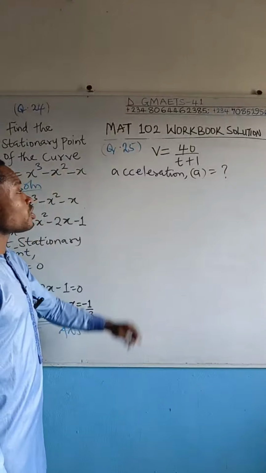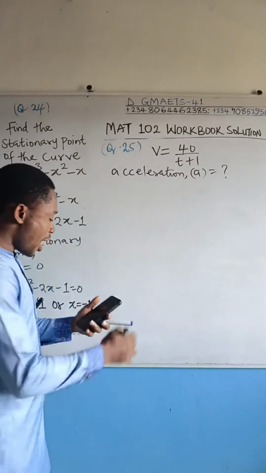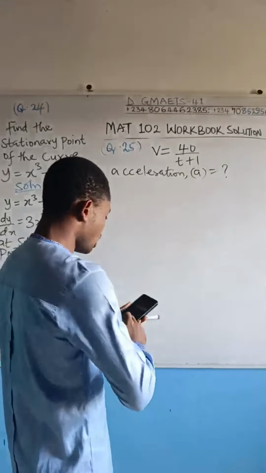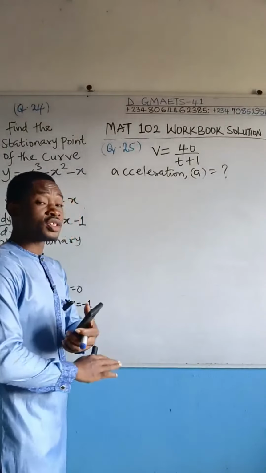This is 25 questions already in your Math 102. That'll be small thing. So we are asked to find the acceleration of this particle. Did they specify the point at which we should find the acceleration? No. The question just says get the acceleration.